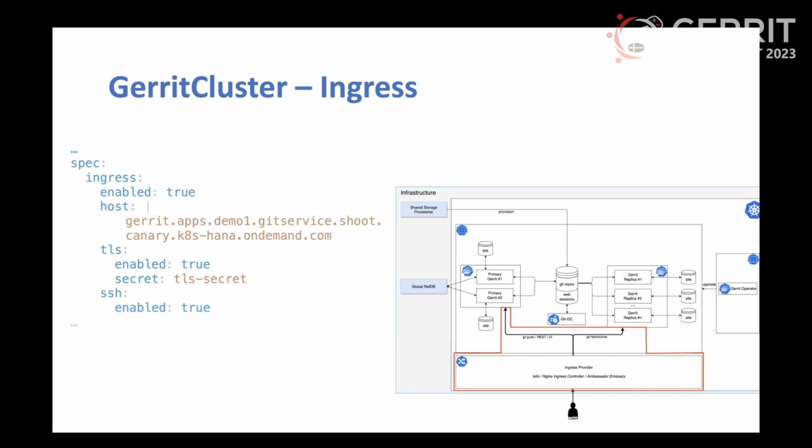Yeah, for the ingress, you can even optionally disable the use of an ingress. That's mostly useful if you either don't want to expose it to the internet yet, or you want to configure it yourself because you use an ingress provider that's not yet supported, and you can just disable it. You have to provide the host name that's used by the clients, and optionally you can enable TLS and SSH.